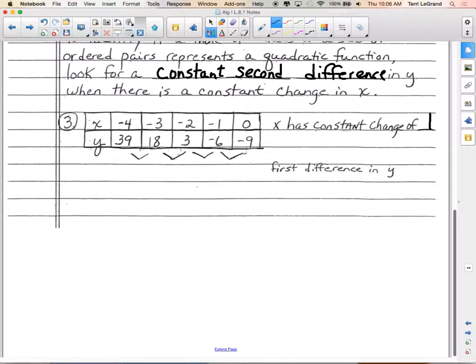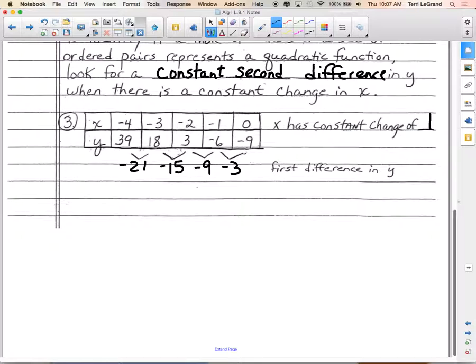Okay, what's going on from 39 to 18? Subtract 21. It's going 21 units down. How about 18 to 3? Subtract 15. It's already not linear, right? Why? It's not a constant. Yeah, they're not the same. 3 to -6. Going down 9. -6 to -9. Minus 3. It's still going down, isn't it? Yes. Okay. The differences are -21, -15, -9, -3.